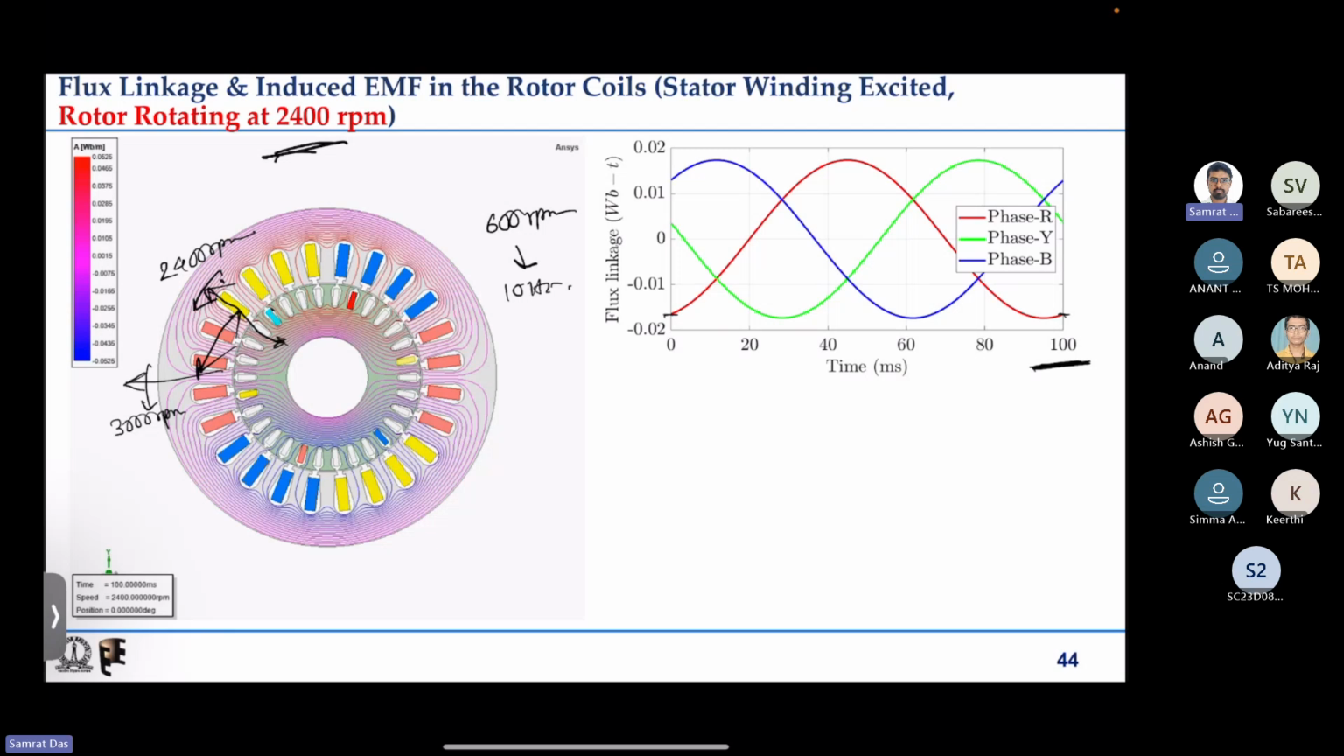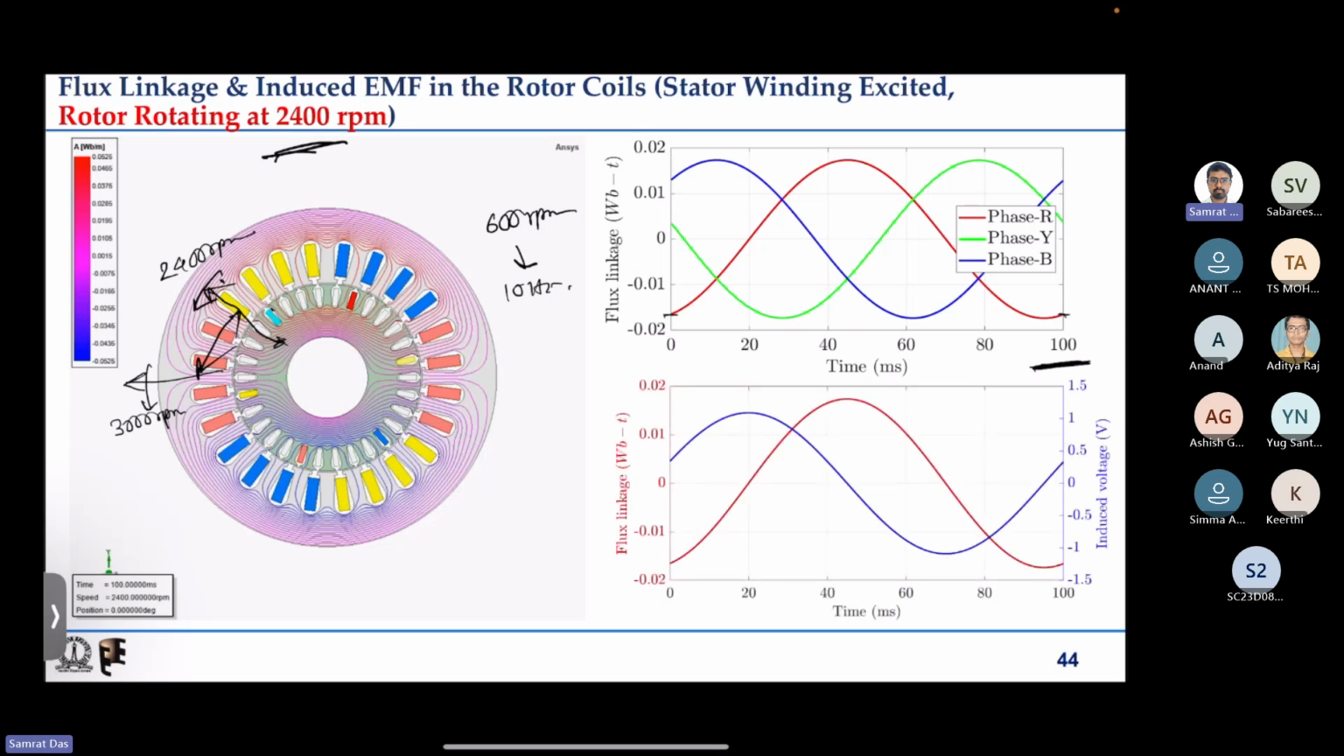Now what will happen if we have 10 hertz of sinusoidal flux linkage? Then there will be some induced EMF in the coils also. Similar to the earlier case, I have just taken the R phase flux linkage, and ER equals d psi R by dt. So the induced EMF will lead the flux linkage by 90 degrees. That is what we see, that the blue one is leading it by 90 degrees, right?